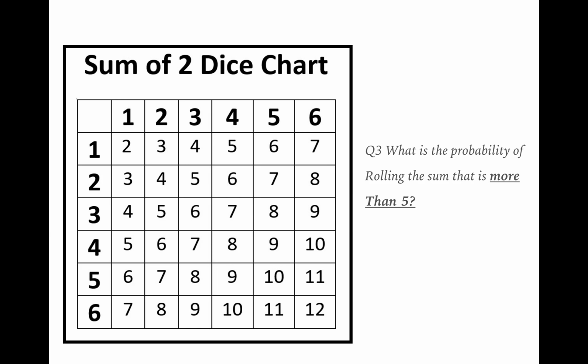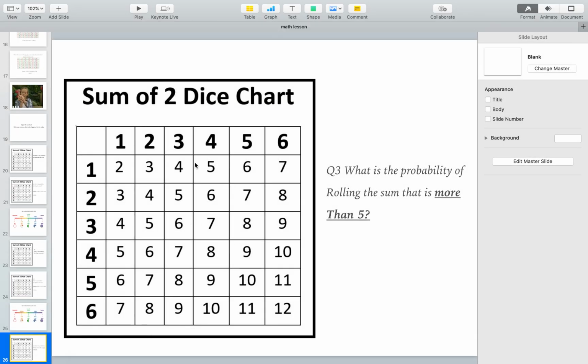Next question. What is the probability of rolling the sum that is more than 5? More than 5. Okay, so you will need to count all the numbers that are more than 5. And I will get out of this and show you. Okay, so all the numbers that are more than 5.